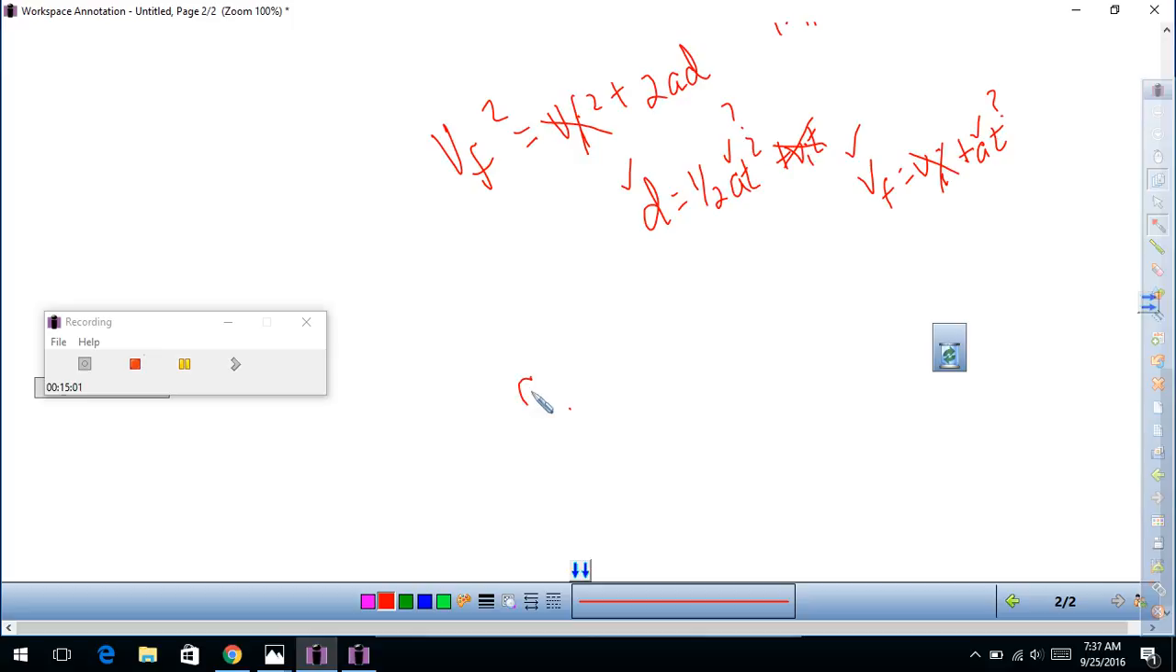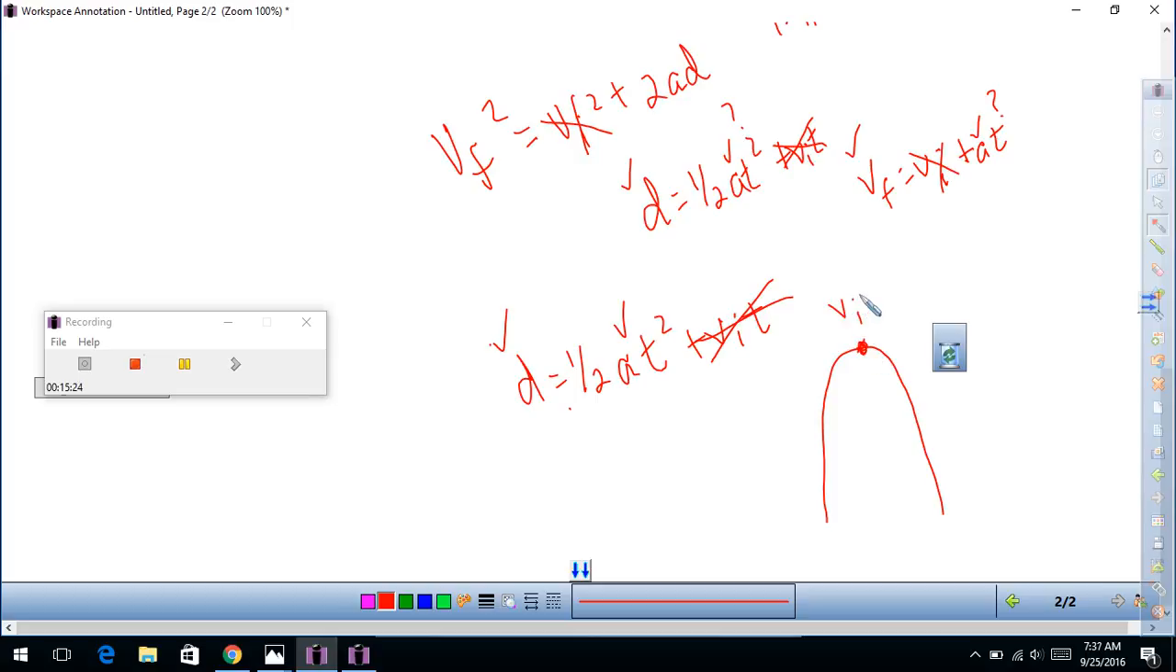I can do d equals 1/2 at squared plus vit. Now, as long as I realize there's symmetry in the situation, it goes up as far as it comes down, then I can say, well, let me look at it on the way down because it has the same behavior as it does on the way up. I know this distance. I know this acceleration. If I talk about it on the way down, at the highest point, vi is 0. So I can use that value there. That's also VF on the way up. All right? So as long as it's symmetrical, then I can use this equation.